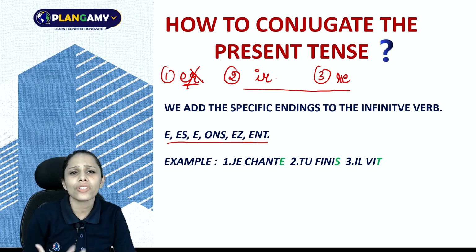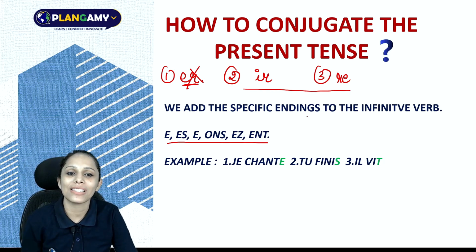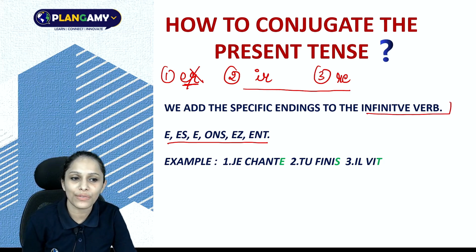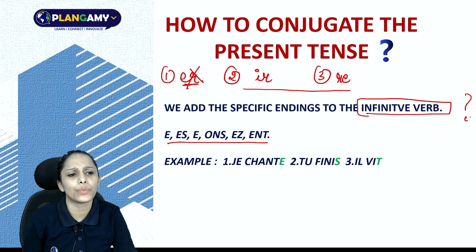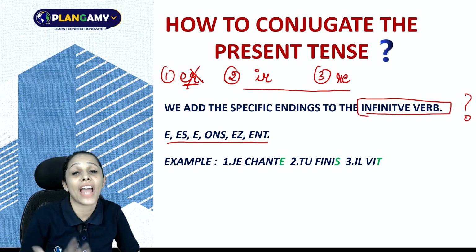We remove R, we remove E. However, in most of the verbs, we add S here and sometimes we do add T and sometimes we do add S. However, French is a language of exceptions. So, we have to learn those exceptions. Now, it says, we add these specific endings to the infinitive verb. What is infinitive verb? In simple words, infinitive verbs are those verbs that are in their natural state. That is, they are not conjugated in any tense.